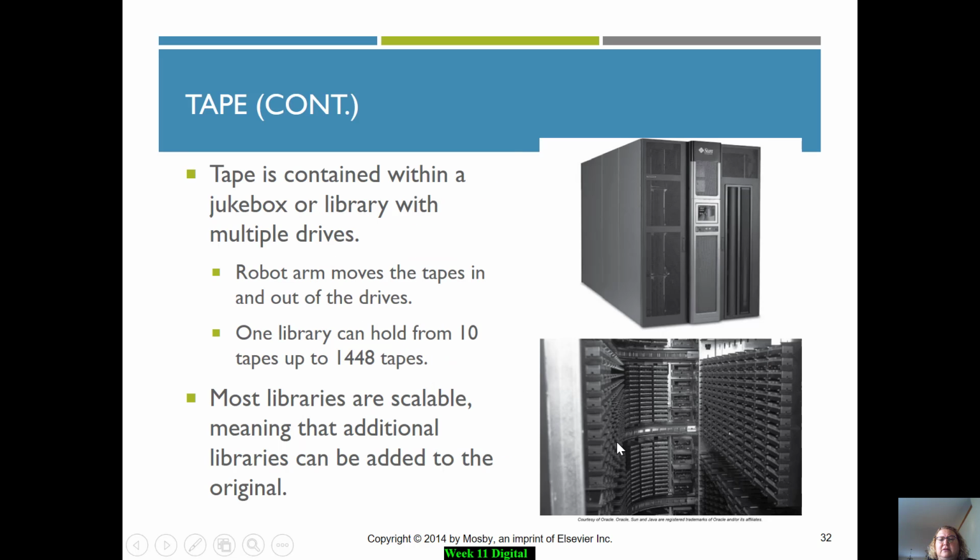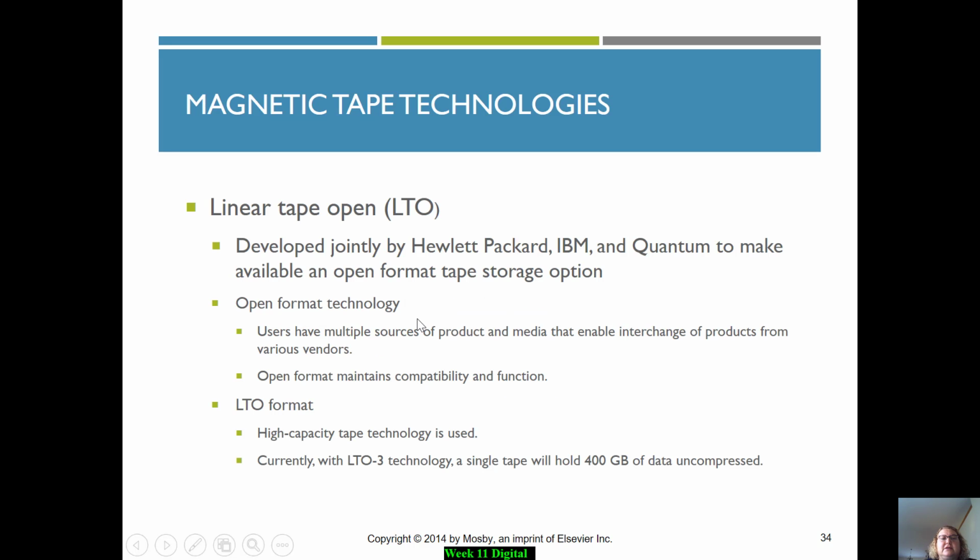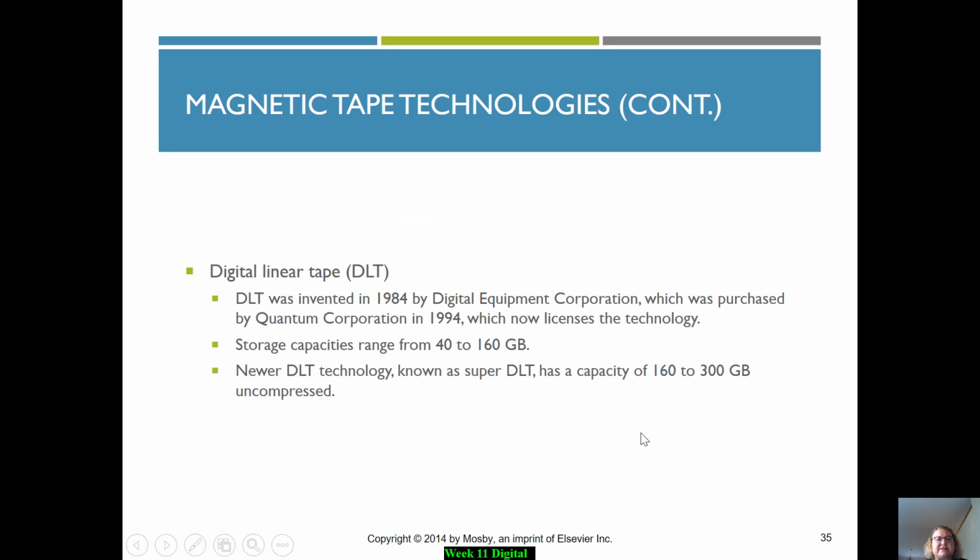This is how the tape would be stored. It looks just like a jukebox, but pretty big. It has a robot arm that moves those discs around. The problem with those is there's less reliability over multiple uses. That tape can wear after long-term use. So linear tape open came along, and it was a new formatting technology. Basically, it was a high-capacity tape technology used to store and compress data.